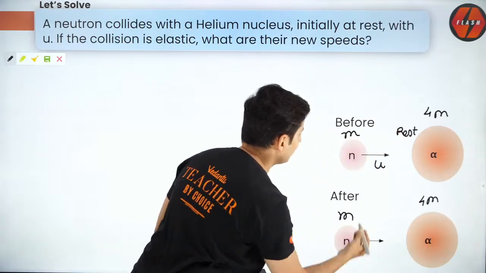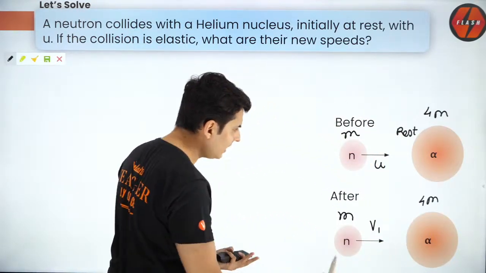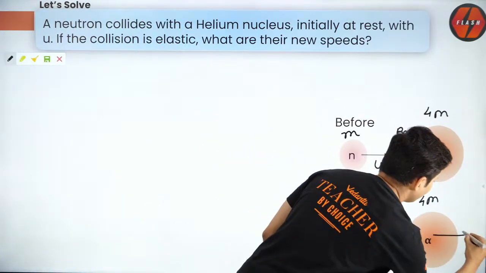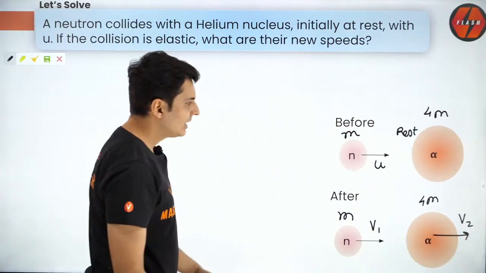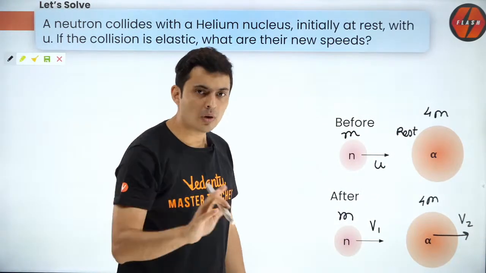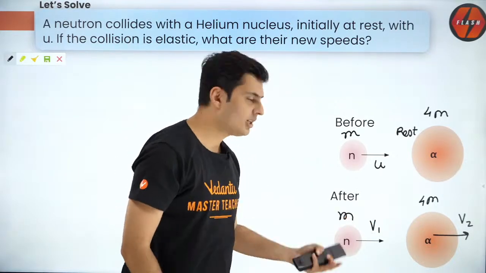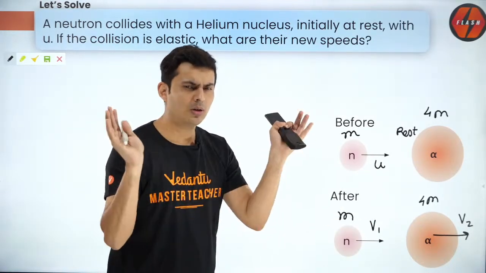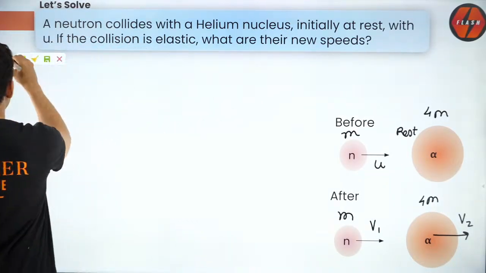Well, after the collision, this neutron has a speed v1 and this helium has a speed v2. Now just assume, if I'm wrong, you know what will happen. Automatically something will come out to be negative. So don't worry about it. Chalo, let's start doing the problem.